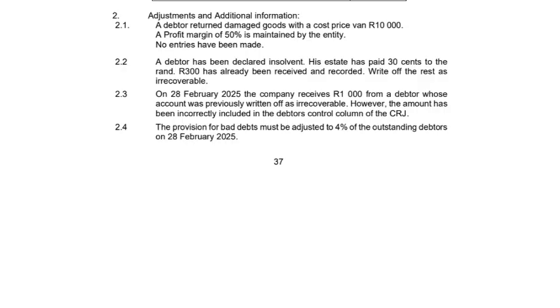2.3. On 28 February 2025, the company receives 1,000 Rand from a debtor whose account was previously written off as irrecoverable. However, the amount has been incorrectly included in the debtors control column of the cash receipts journal. 2.4. The provision for bad debts must be adjusted to 4% of the outstanding debtors on 28 February 2025.